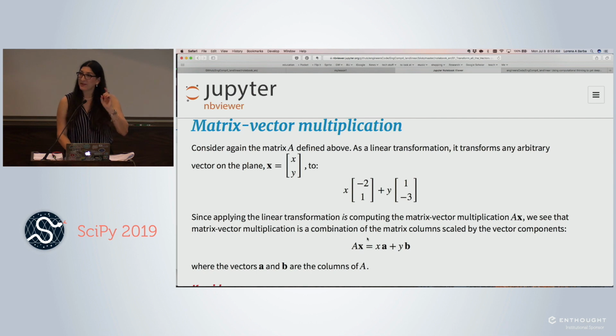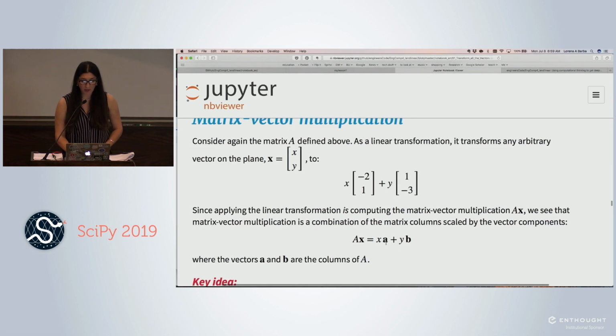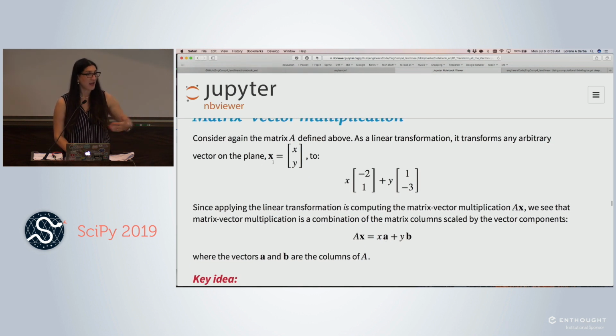This is a very important result: applying the matrix A to a vector is the same as making a linear combination of the columns, remember a and b were the columns, scaled by the vector coordinates. So here, shown in mathematical notation, x is an arbitrary vector with coordinates x and y, and we know that by multiplying it with the matrix A, we get the first coordinate x multiplying the first column, and the second coordinate y multiplying the second column.